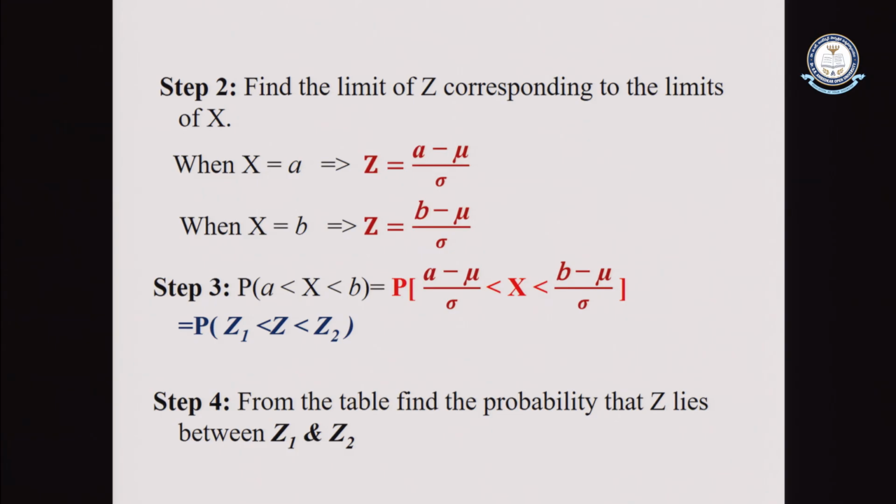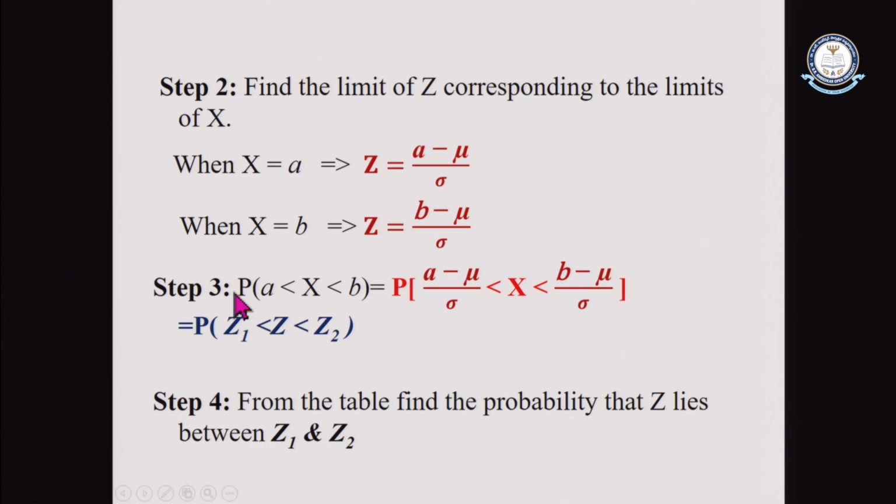Step number 2 is to find the limits of z corresponding to the limits of x. My data is converted into standardized form. When x is equal to a, then z is equal to a minus mu by sigma. Here mu and sigma are standard values, the parameters already given in our question. When x is equal to b, then z becomes b minus mu by sigma. These values I can substitute in step number 3.